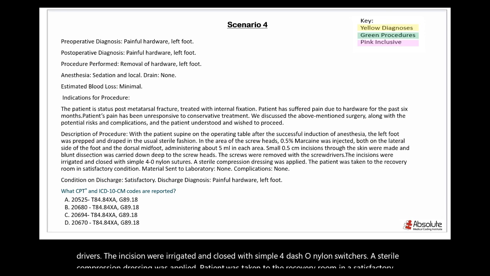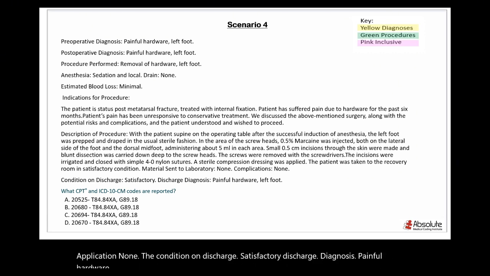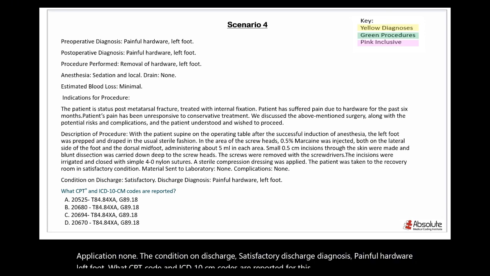Material sent to the laboratory, none. Complications, none. The condition on discharge, satisfactory. Discharge diagnosis, painful hardware left foot. What CPT code and ICD-10-CM codes are reported for this scenario? And coders, your time starts now.